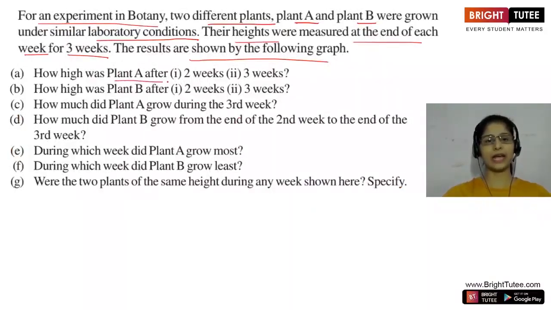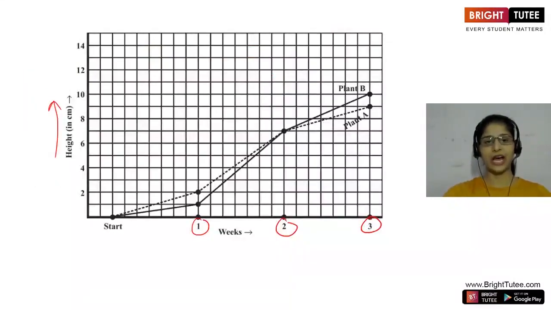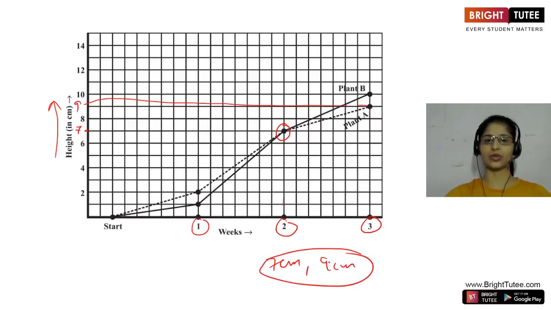How high was plant A after 2 weeks and 3 weeks? So for plant A, if we see after 2 weeks, just see, it is here. At the end of 2 weeks, if we check, the height is here, 7 centimeter. And after the second week, that is the third week, we see it is at the height of, here it is 8 centimeter, or let us check it. This is 9. It is not 8, it is 9. So at the end of the second week it was 7 centimeter, plant A, and at the end of the third week it was 9 centimeter. 2 centimeter it grew.